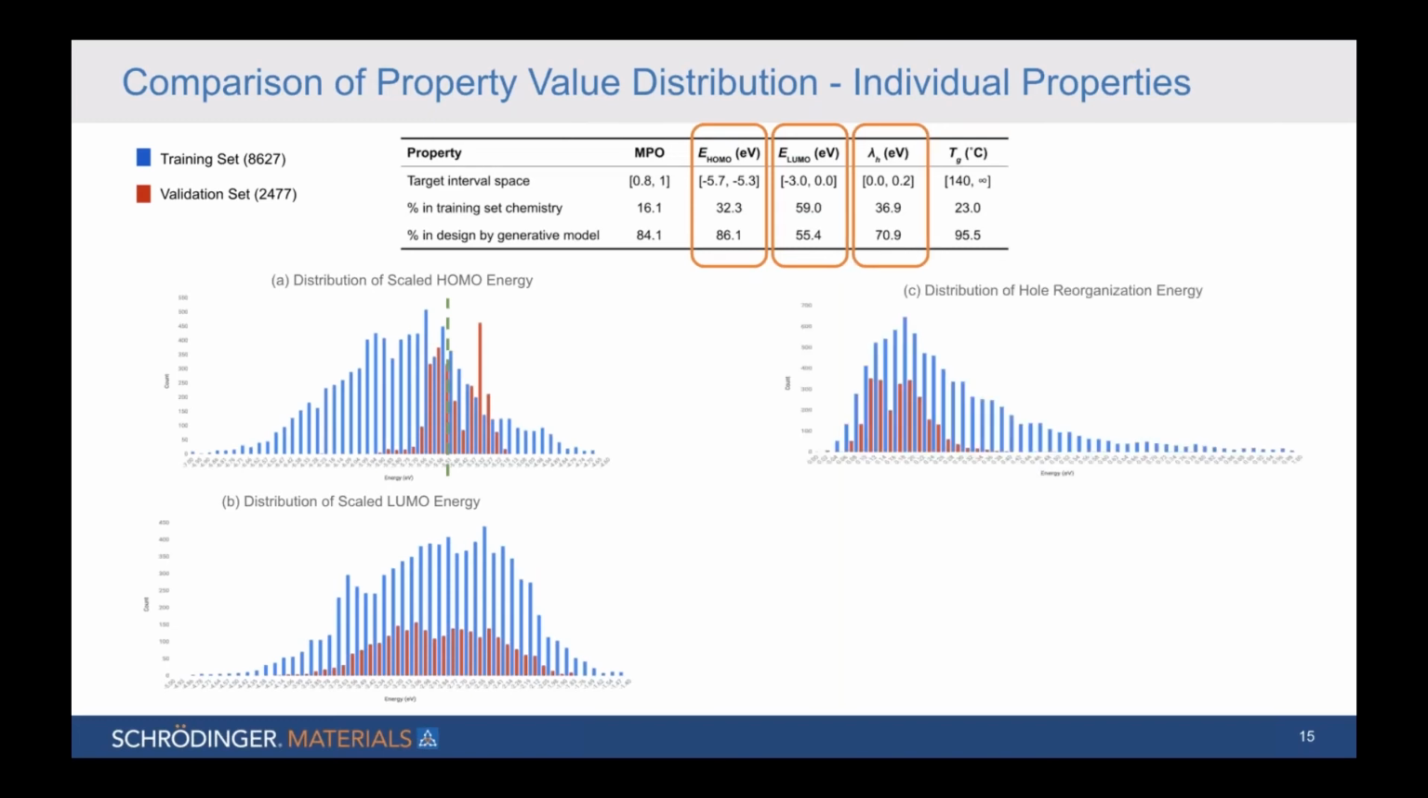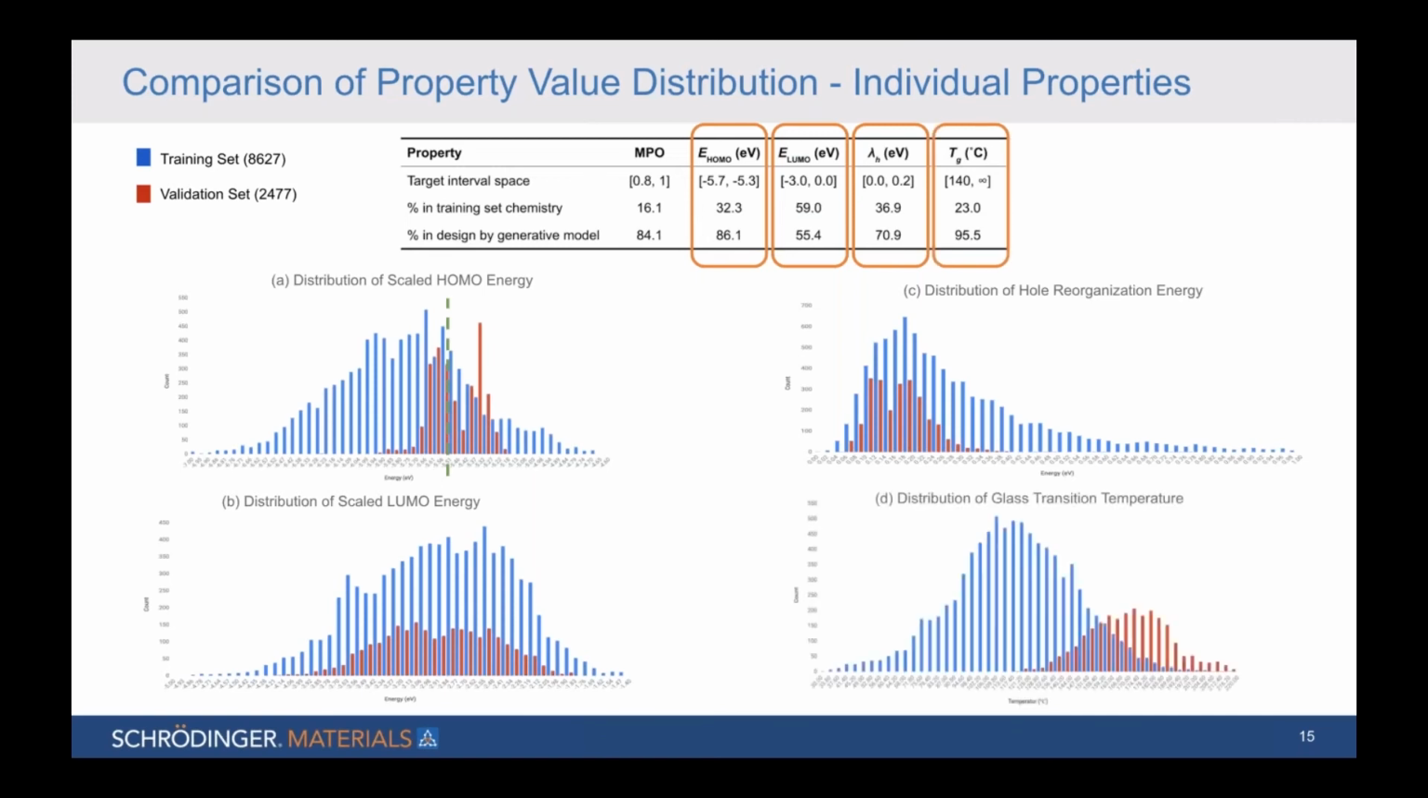If you look at the next couple of properties, for example the hole reorganization energy, the percentage of the validation set is almost 71% compared to 36% in the training set. Also in the glass transition temperature, you can see the peak is very obviously shifted to the right-hand side, because we want to maximize the glass transition temperature.